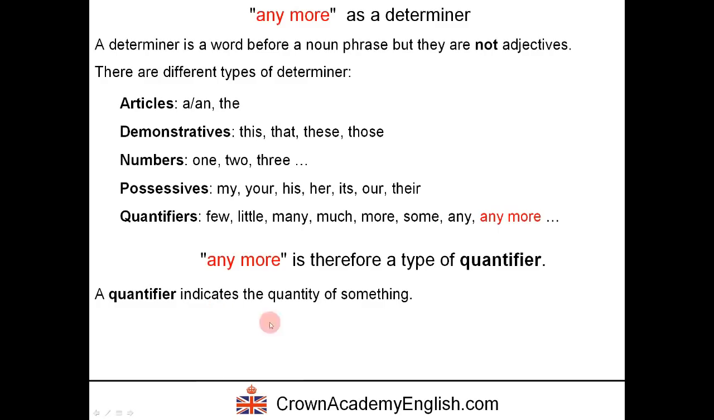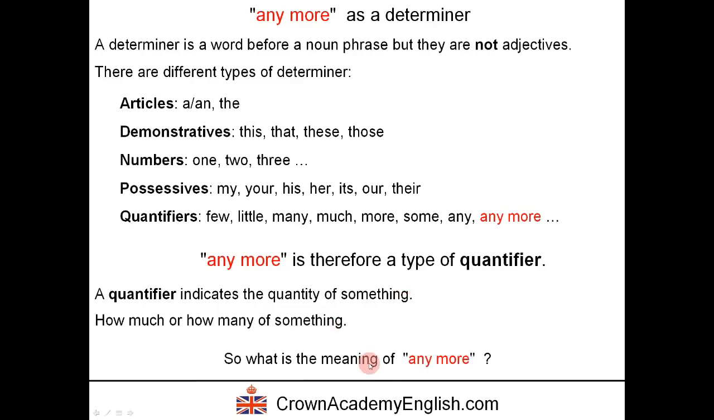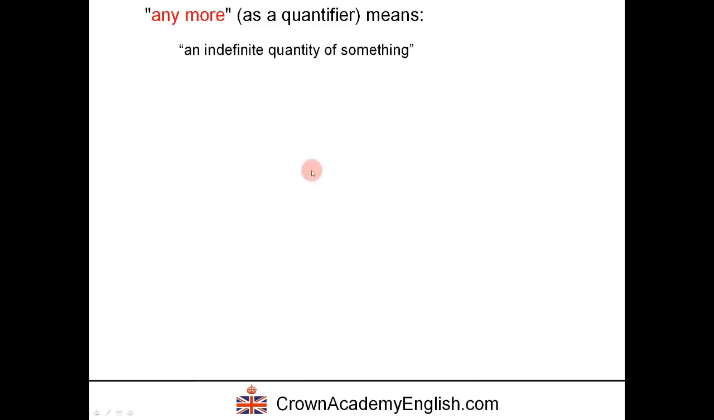And a quantifier indicates the quantity of something, the amount of something, how much or how many of something. So what is the meaning of anymore? Well, it means an indefinite quantity of something. So a quantity that is not defined. Also means even the smallest quantity of something. And I'll explain this with an example.